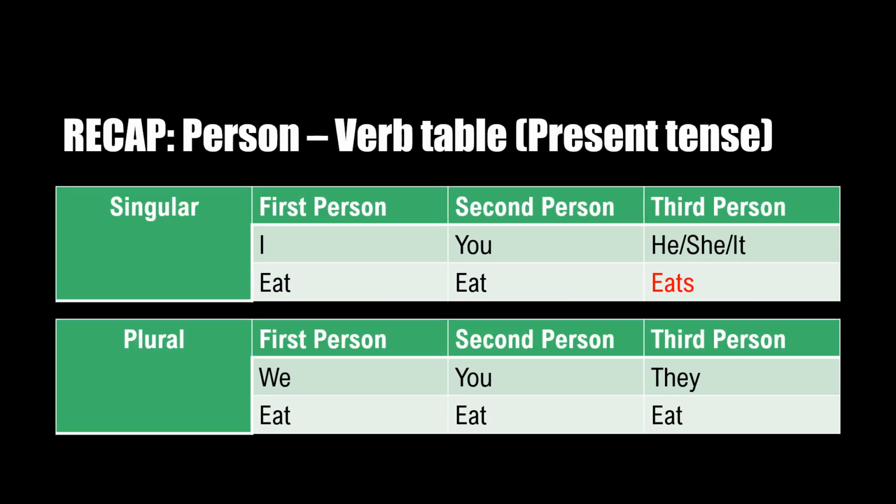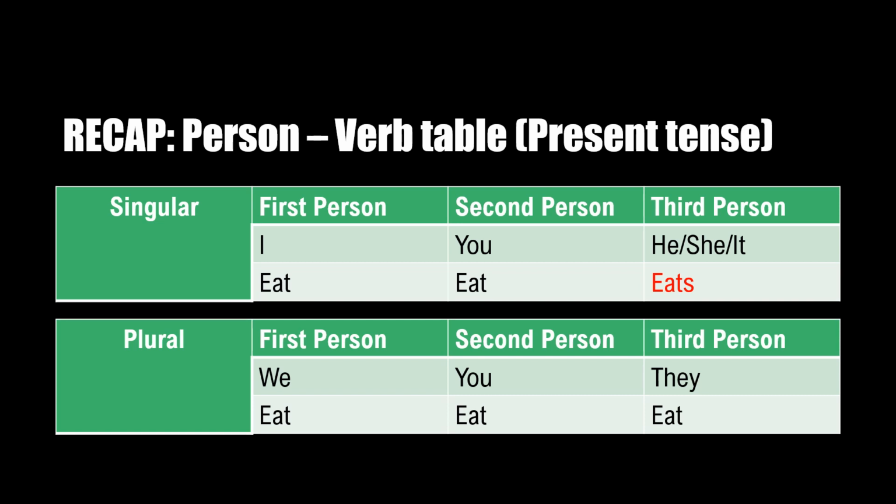Before we go into our lesson, let us recap a little bit about the person verb table we learned in our previous class. This is the person verb table in the present tense for the verb eat. What is the first person? First person is I or we. Second person, you or the plural you. Third person is anyone who is not the first person or the second person. So this can be he, she, it.